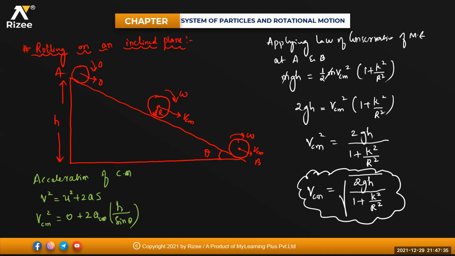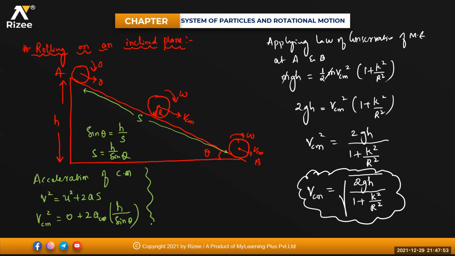See from the figure. Sine theta will be equal to, say for example, the distance traveled is s. So sine theta will be equal to how much, beta? h by s. So s will be equal to h by sine theta. So it is h by sine theta, isn't it?